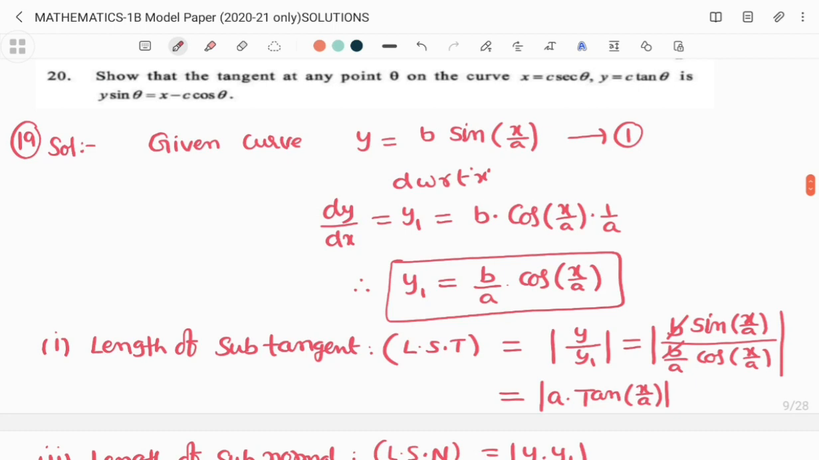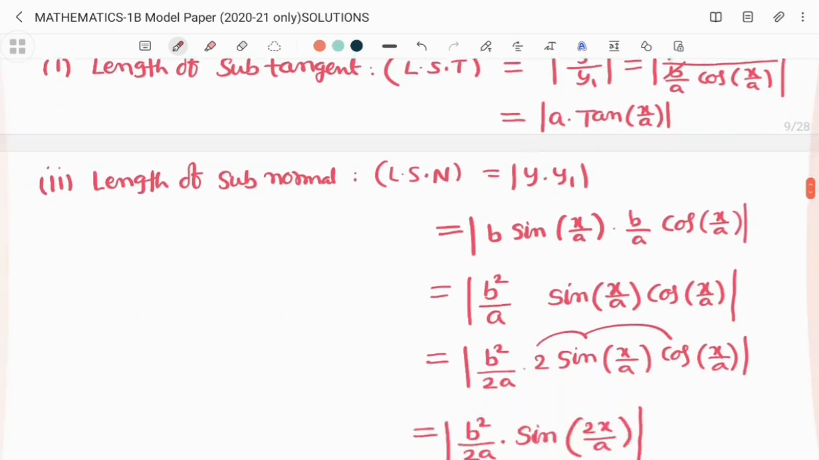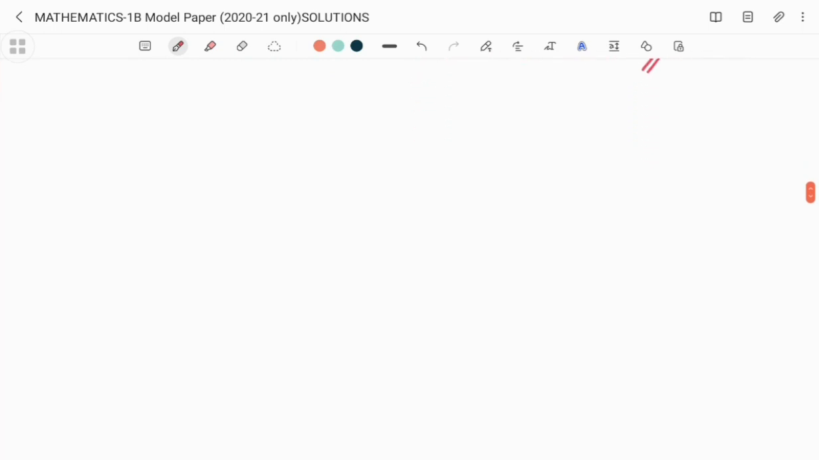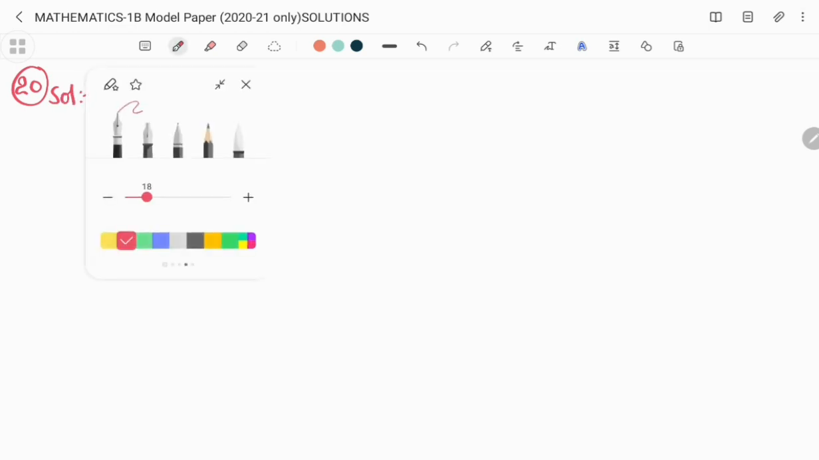Show that the equation of tangent at any point theta on the curve x equal to c secant theta, y equal to c tan theta is y sin theta equals x minus c cos theta. So very good question. It is an example problem. Question number 20 solution. In the next video, I am going to teach LAQs separately for you, dear students.